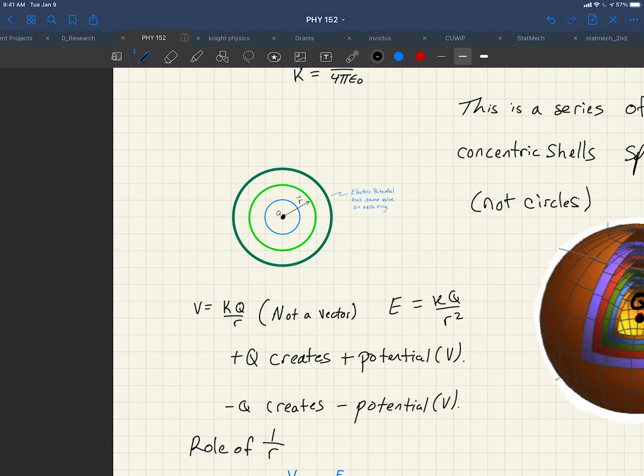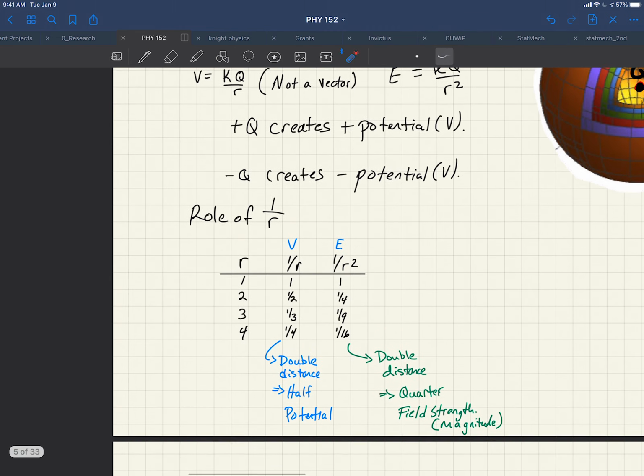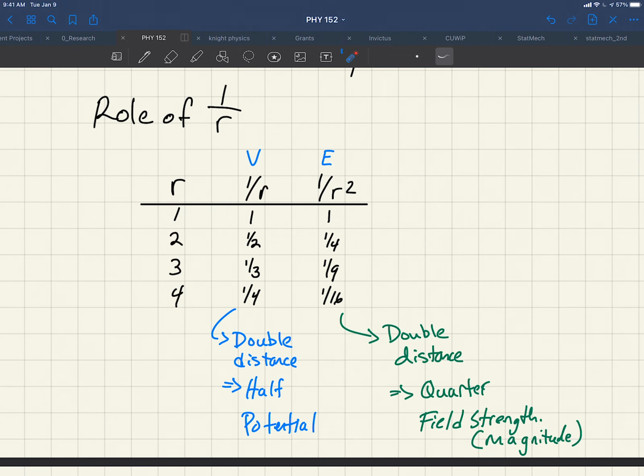And that electric field was a vector, but we could write down the length of that vector as the following. So if we just look at the role of 1 over r versus the role of 1 over r squared at a radius of 1, 2, 3, etc., we see the potential changes differently than the field. If I double the distance, the field we already know is quartered. However, if I double the distance for potential, the potential is now halved. So you got to be careful about this. While the field drops as inverse square, the potential drops as 1 over r.